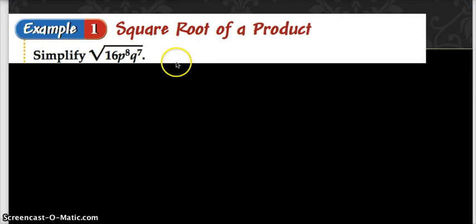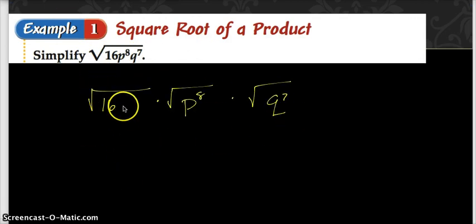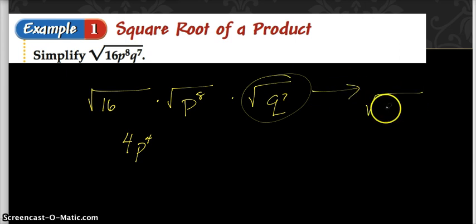So our first example here lets me know that I can look at this as this. I can look at the square root of 16p to the 8th times q to the 7th broken down in this way. I can take the square root of 16, which is 4. I can take the square root of p to the eighth. What times what gives me p to the eighth? That would be p to the fourth power. And then over here, q to the seventh power. Well, when I look at this, I know that this can be broken down into q to the sixth times q.